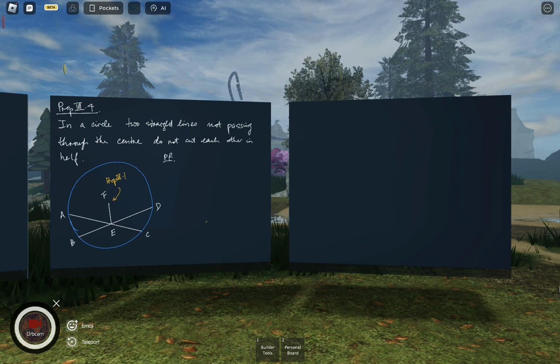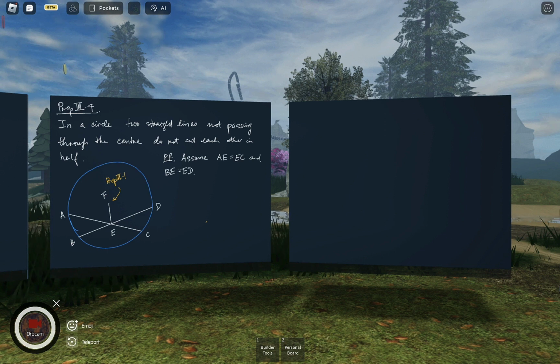The proof. I'm going to assume that E bisects AC and BD. So we're going to assume for a contradiction that AE is equal to EC and BE is equal to ED.